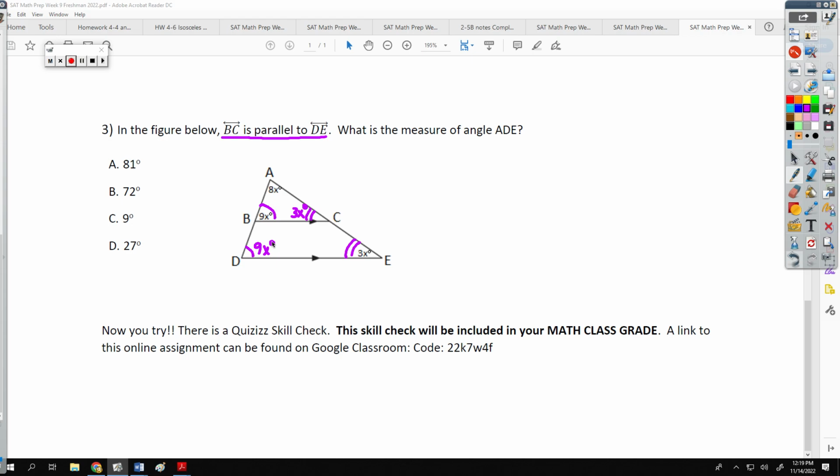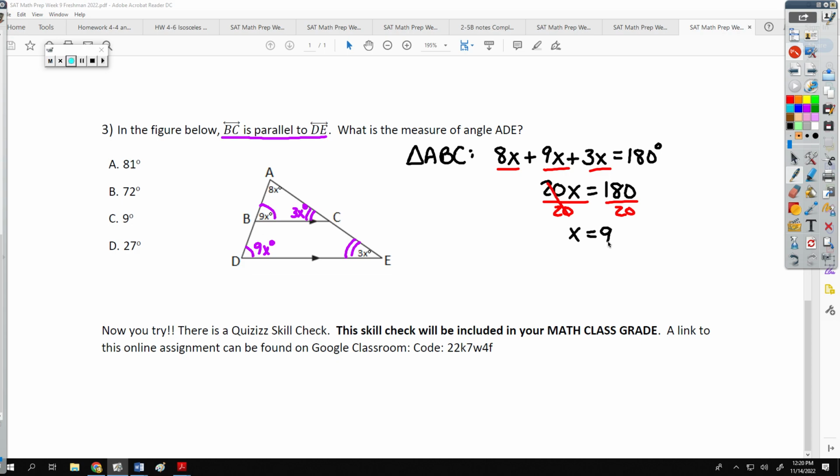Now 9x is not an appropriate answer, but that means if we can find x, then we can turn around and find the measure of angle ADE. Well, we can do that relatively easily if we recognize the corresponding angles, because that gives us triangle ABC having three angles, 8x, 9x, and our corresponding angle to the 3x degrees, which would be 3x. Those three angles form the triangle, so they have to add up to 180 degrees. Add like terms. 8x plus 9x plus 3x is 20x equals 180, and then divide by 20, and you get x equals 9. That is not the answer to the question.